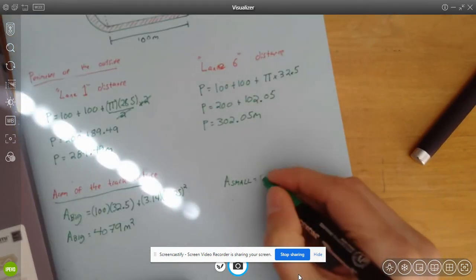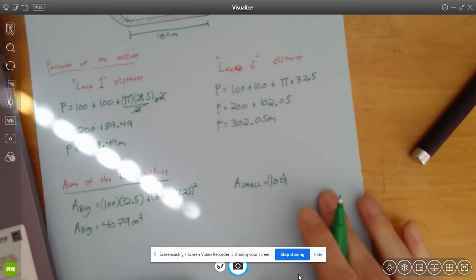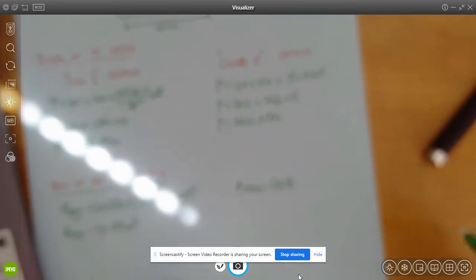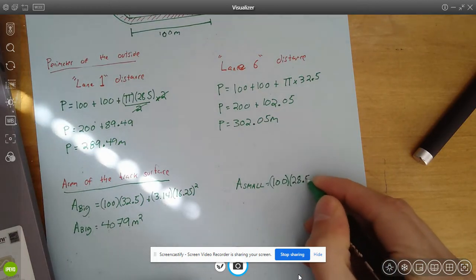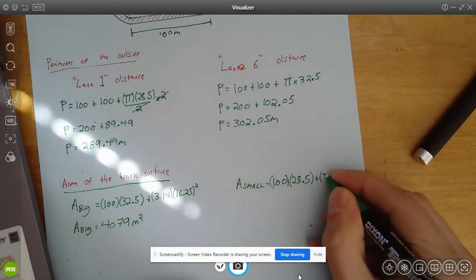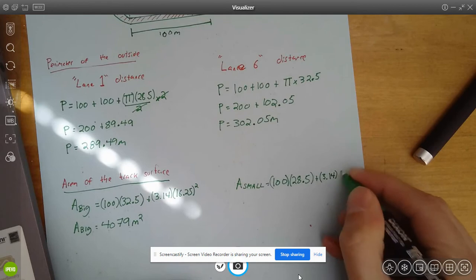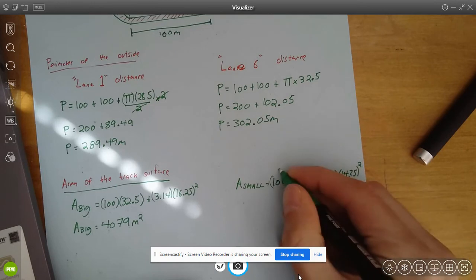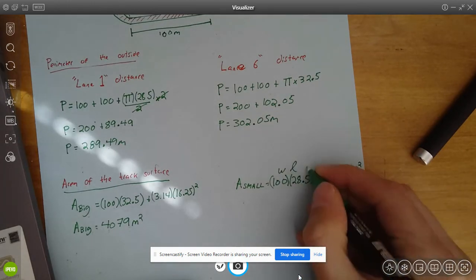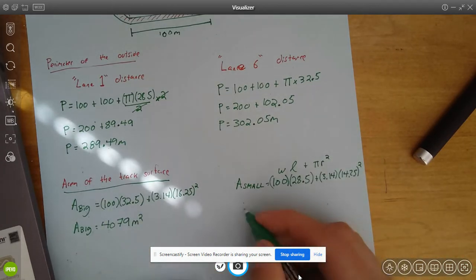So A small, well, that rectangle now is 100, right? The length is the same, the length of your straightaway. But I've got now a width of only 28.5, and similarly my circle now has a smaller radius, right? So half of 28.5 is 14.25, and it's pi r squared. So again, if you want to put the formula in up top, I'm doing width times length plus pi r squared. And I had the exact same formula over here. So you might want to add that in to kind of show your work if you'd like.